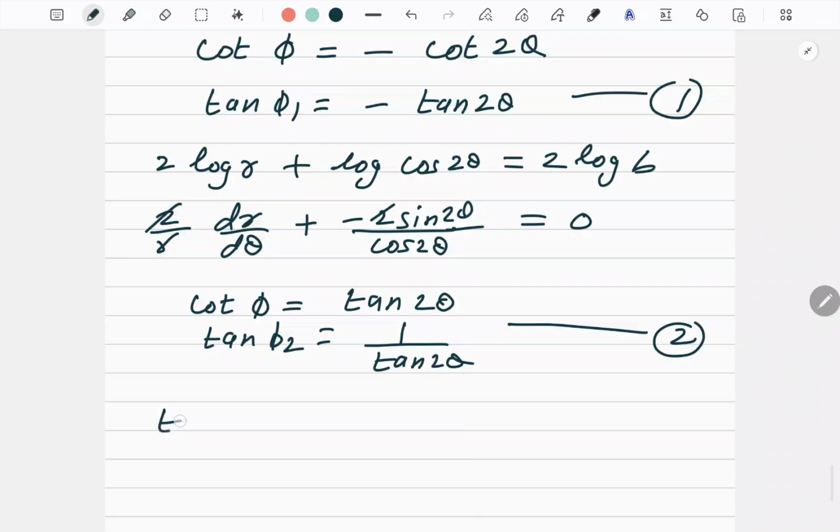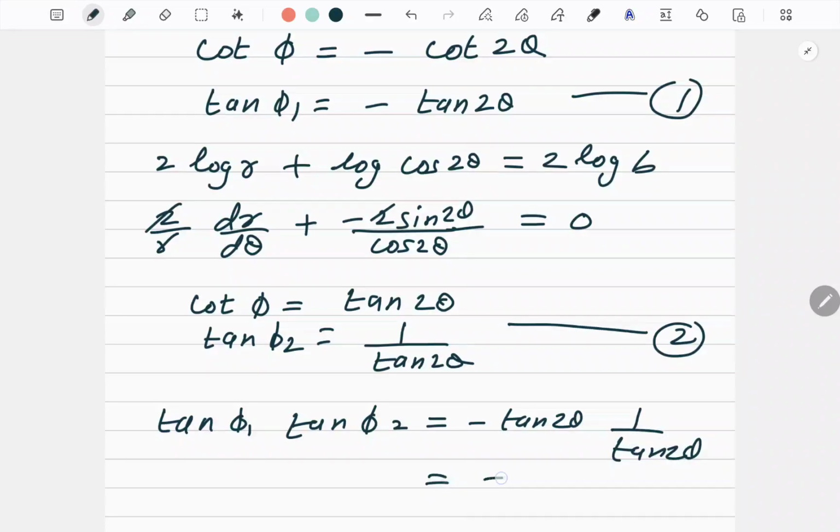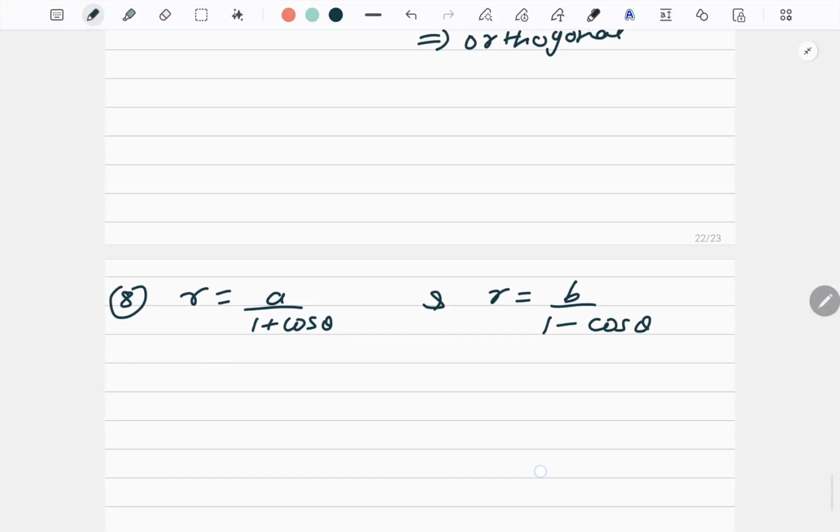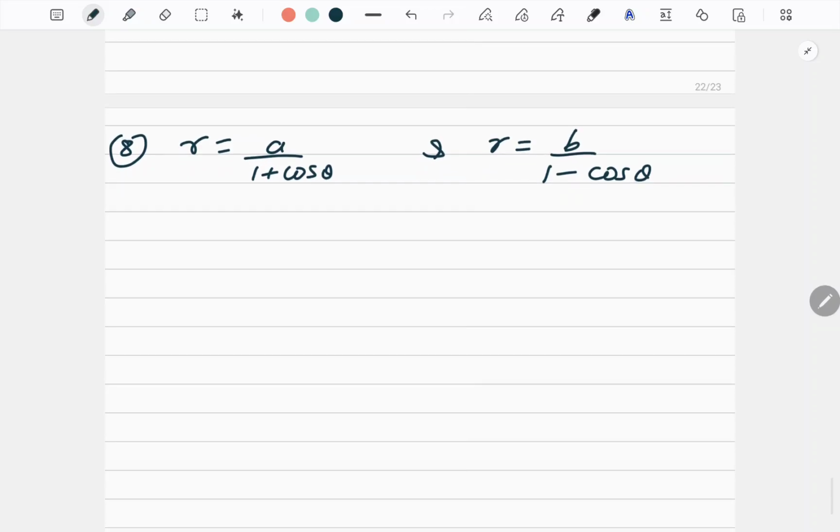Now multiply 1 and 2. So tan of phi 1 into tan of phi 2 is equal to minus tan 2 theta into 1 upon tan 2 theta. So it is minus 1, which implies orthogonal. Correct? Okay, come to the next question.